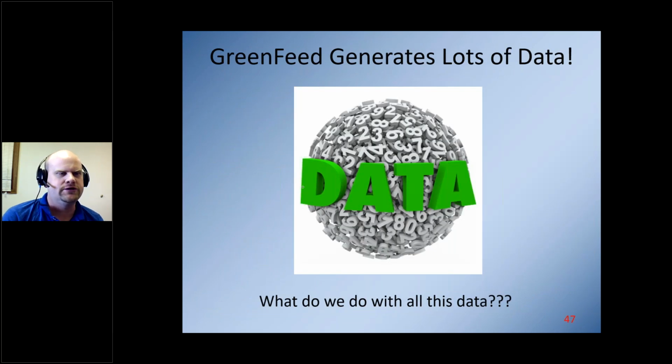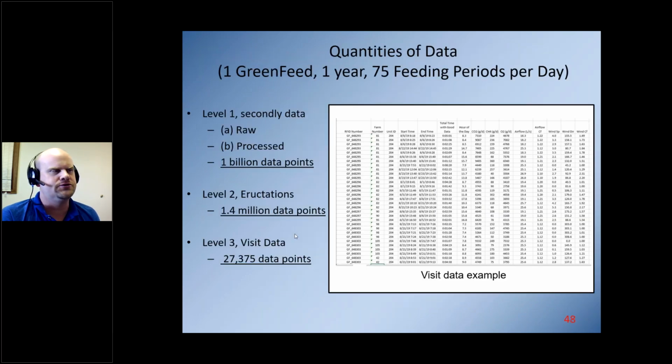So another point is, one thing that GreenFeed does really well is it produces a lot of data. And often scientists ask, well, how do we analyze this data and what do we do with it? One example of the quantity of data that's produced is that with only one GreenFeed unit, we produce about 1 billion data points in a year.